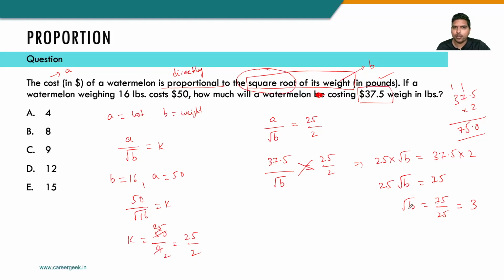Now how to get B? We have seen you square on both sides. There is a square root. You square on both sides to get the value of B. So B, because square root and square get cancelled, this will be 9 pounds.